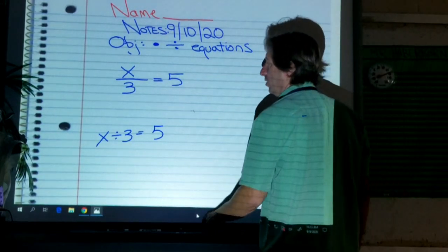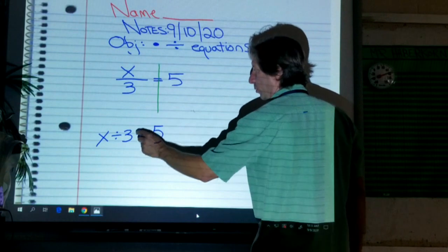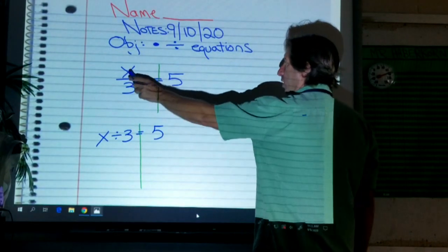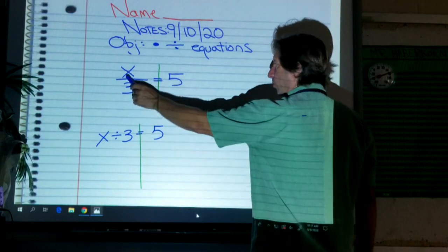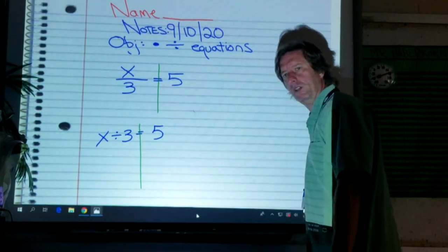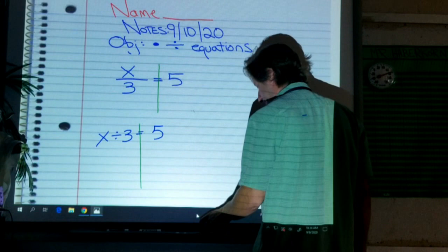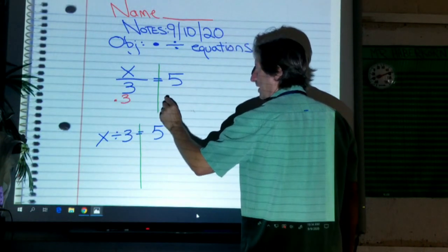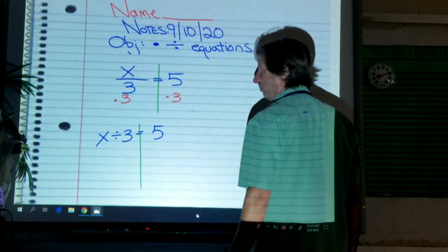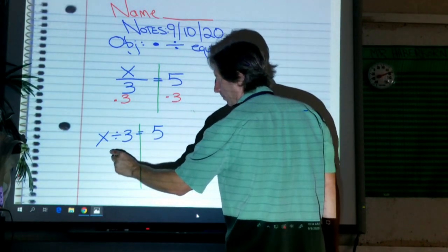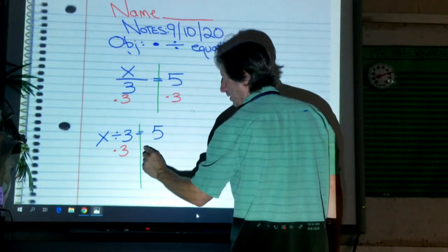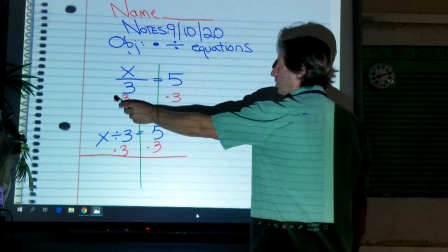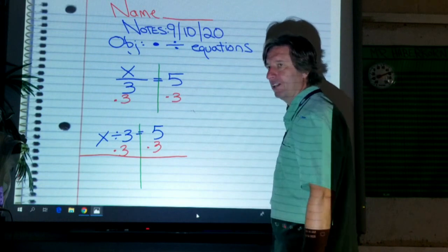So I'm going to draw my line. Do it on both of them because they're both the same problem. We want to get our variable by itself. So I want to get rid of divide by 3. What's the opposite of divide by 3? Times 3. Good. If we do it to one side, we have to do it to the other. Same down here. Opposite of divide by 3 is times 3. And right here is why I don't use an x for times. We already have an x in this problem, so we use a dot.